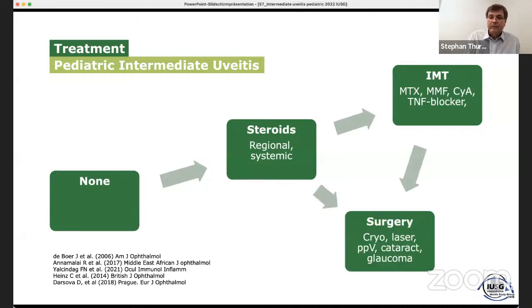At any time, surgery might be required to control either proliferations with cryo or peripheral laser, or to control opacities that just are not treatable with medical treatment, like doing a vitrectomy or cataract surgery. In rare cases, one has to do glaucoma surgery.